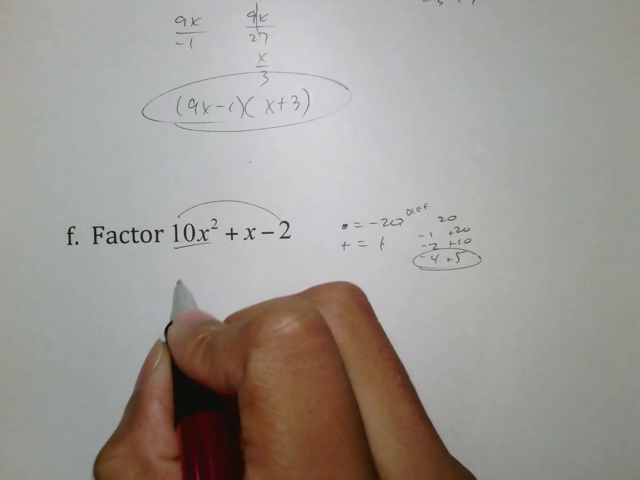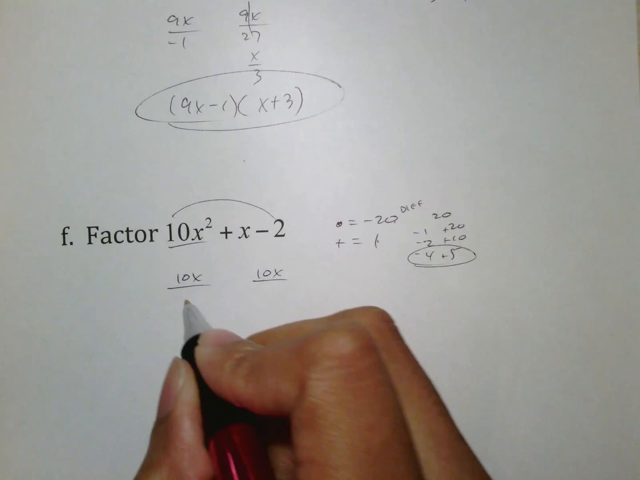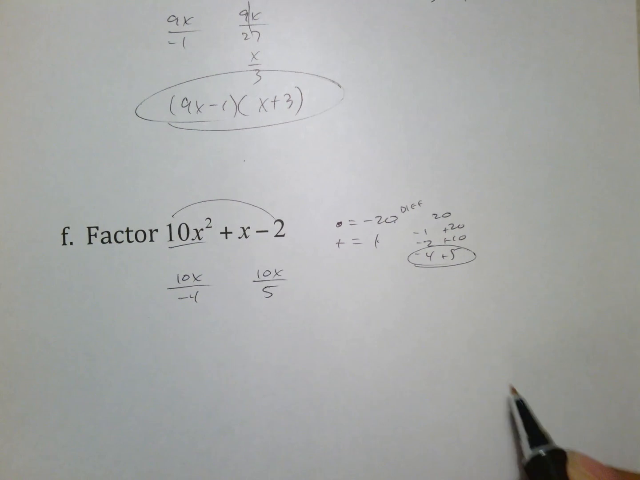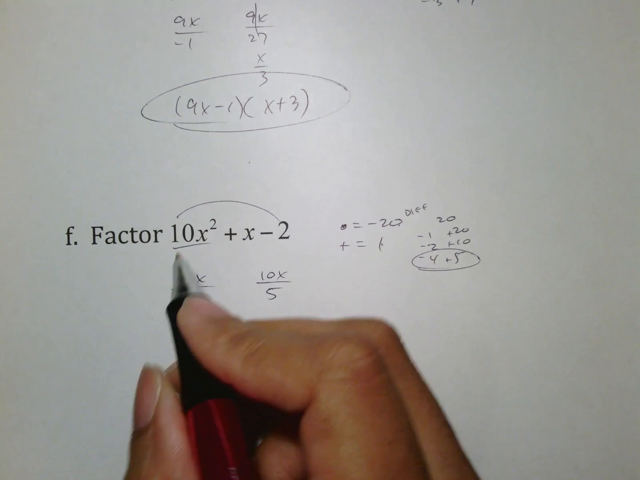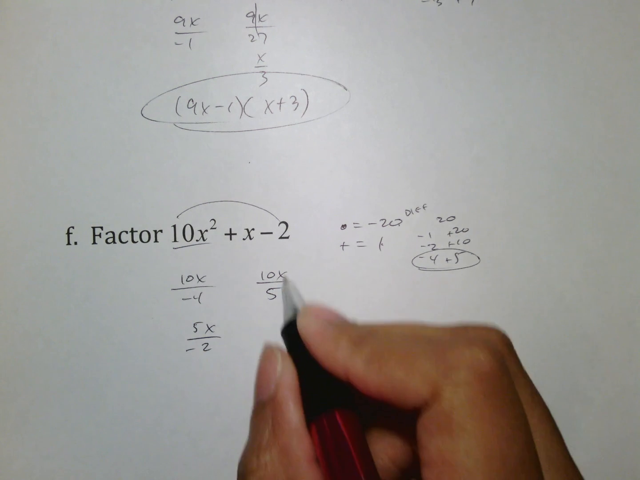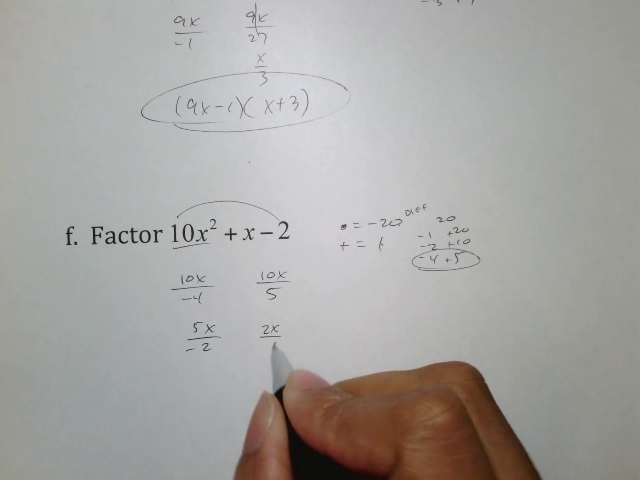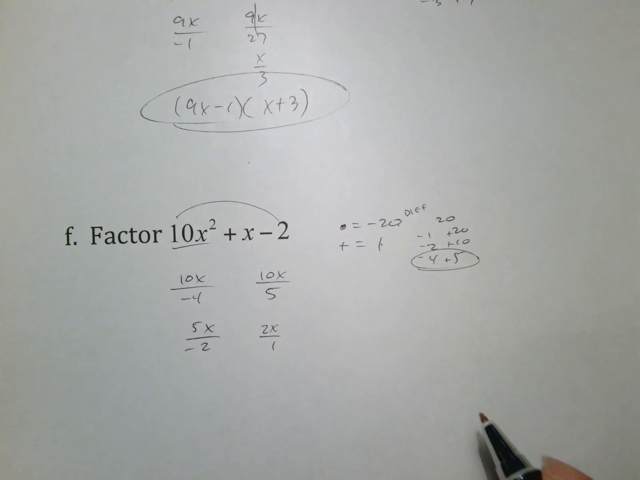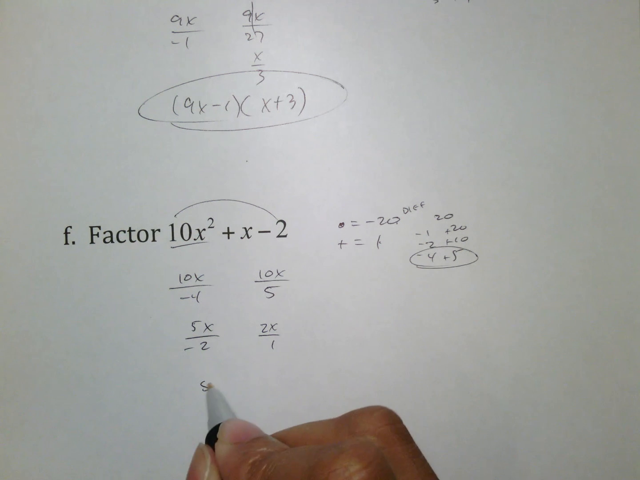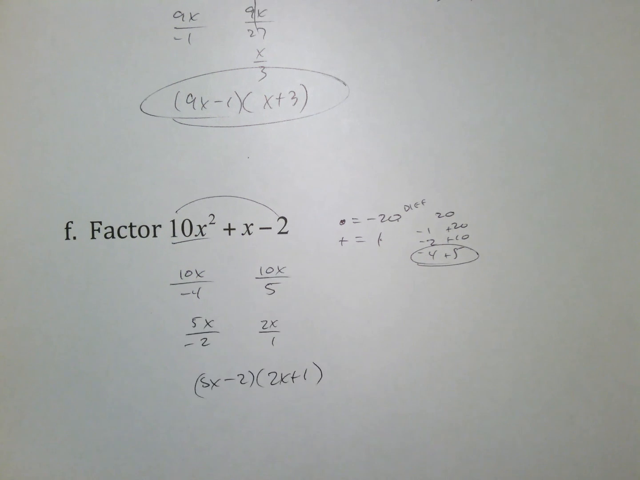So again, you take this 10x and put it on top. Negative 4 here, 5 over there. Reducing both fractions, 10 divided by 4 is 5 over 2, or negative 2. 10 over 5 turns into 2x over 1, because both of those can be divided by 5. And you end up with the answer of 5x minus 2 and 2x plus 1.